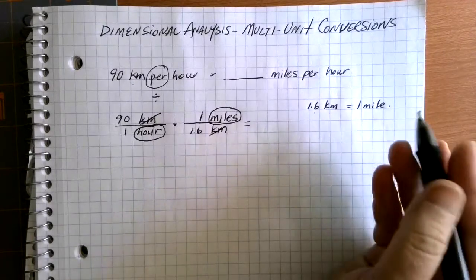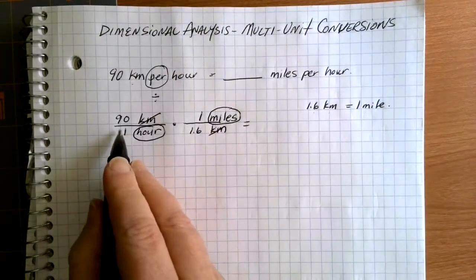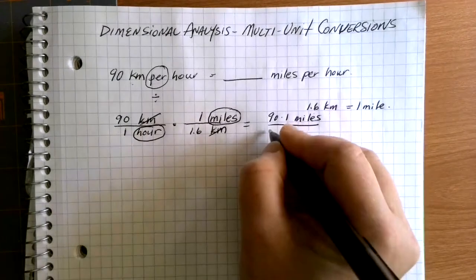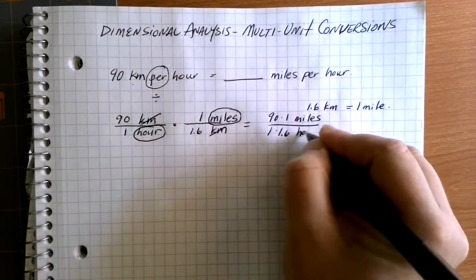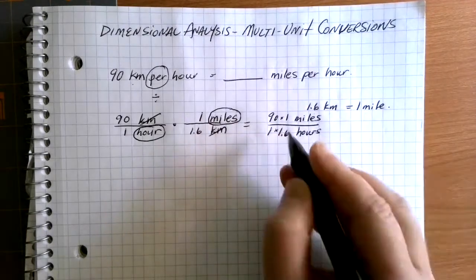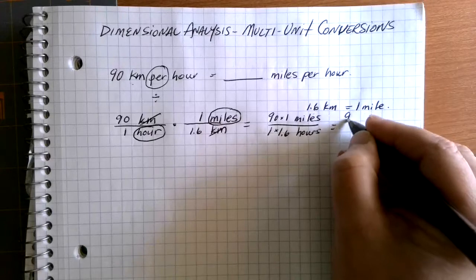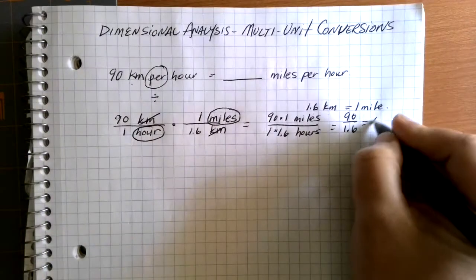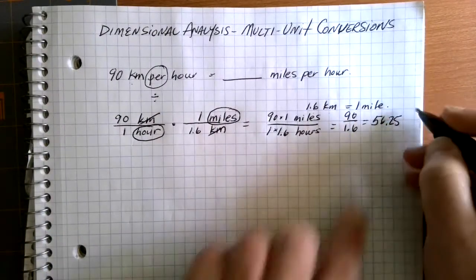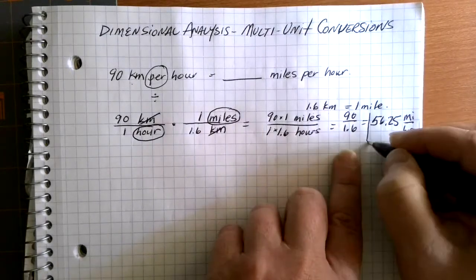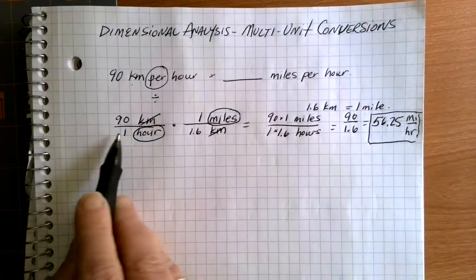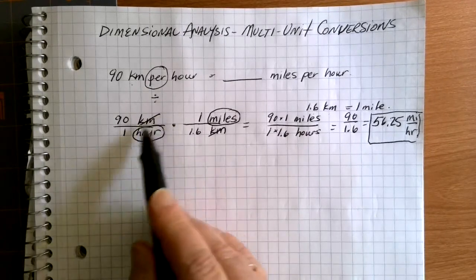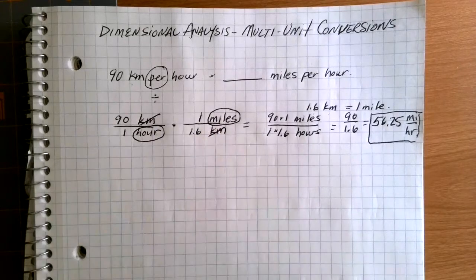Now, same process as we did with the single unit conversion, we multiply straight across the top and straight across the bottom. Here I have 90 times 1 miles, and on the bottom I'm going to have 1 times 1.6 hours. 90 times 1 gives me 90 divided by 1.6. Gives me 56.25 miles per hour. So, same process. Start with your value written as a fraction. Multiply by a series of conversion factors or conversion fractions to get the units that you don't want to go away and leave you behind with just the units that you want.